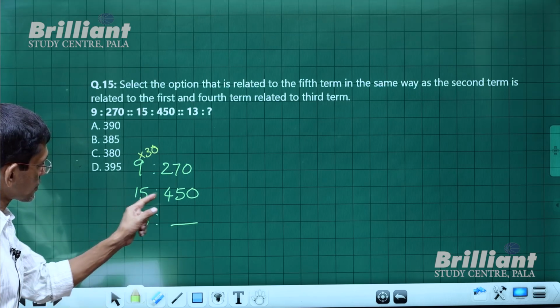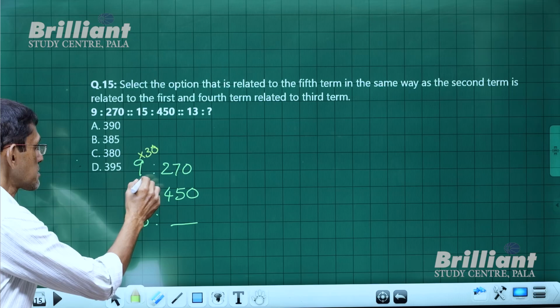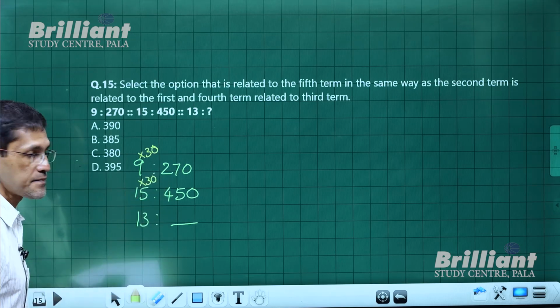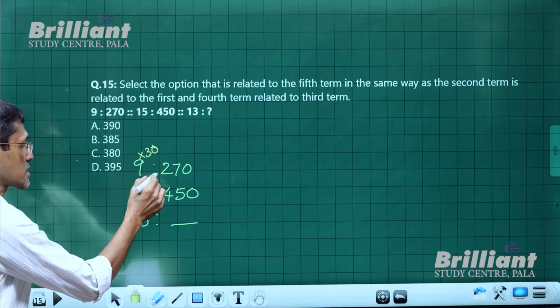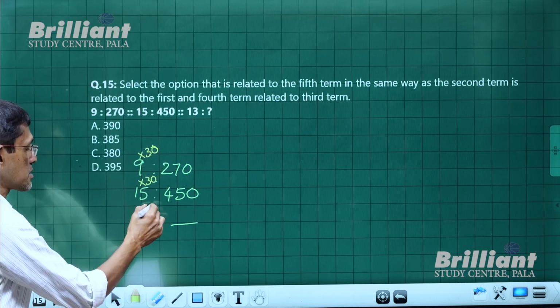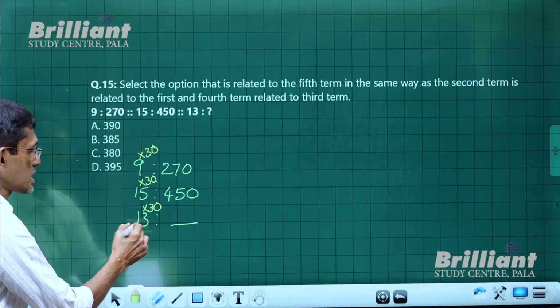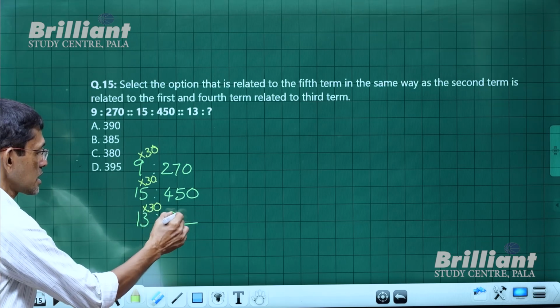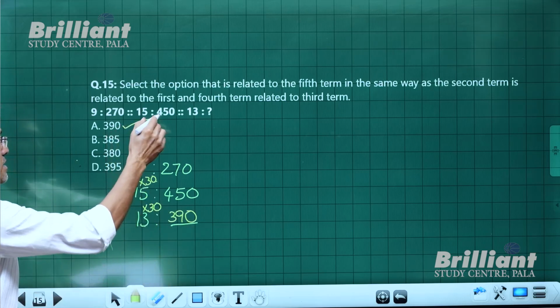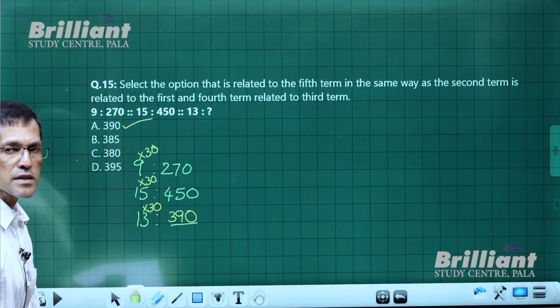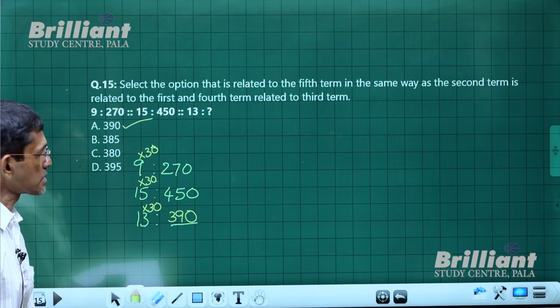And about 15 and 450. So, 15 into 3 is 45. So, 15 is multiplied by 30. And now 13. If this is 30, then this must be multiplied by 30 as well. So, 13 into 3 is 39, and we have a 0. So, 390 is the answer. That's a straightforward question.